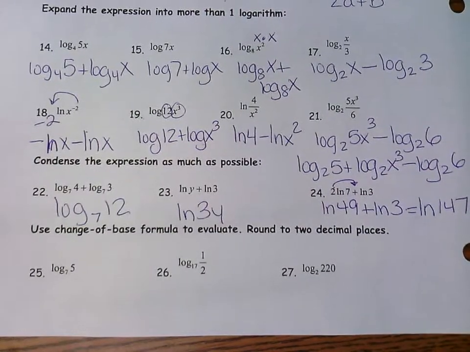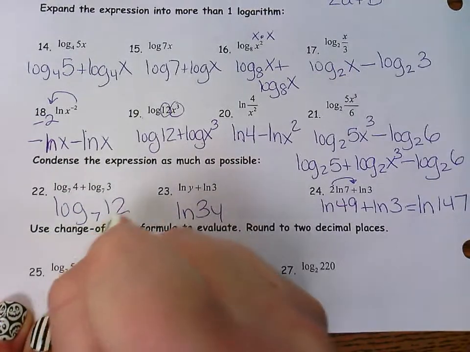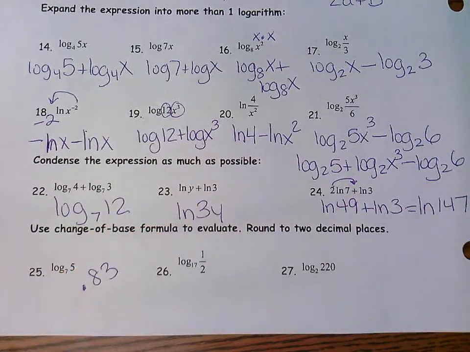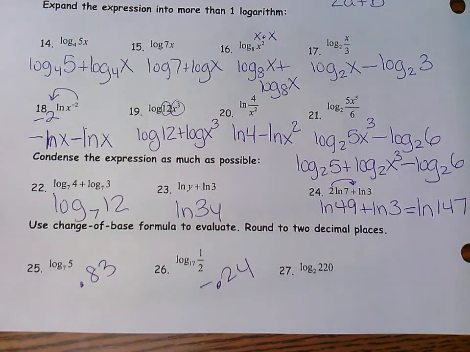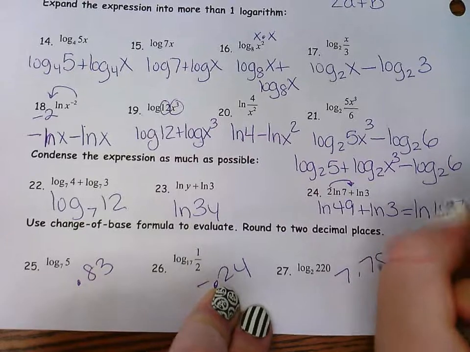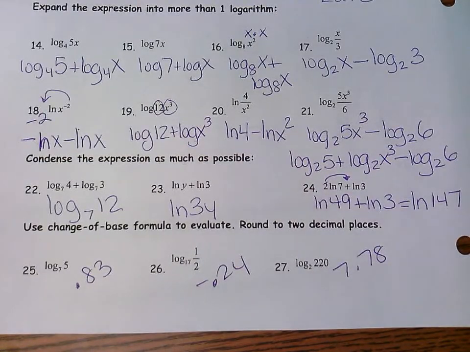And then what did you get for the bottom one? So when it's log base 7 of 5, did you get 0.83? And then, let's see, log base 17 of a half was negative 0.24. Sound right? Anyone need help typing these on their calculator? And then the log base 2 of 220 was 7.78. Does that sound right for that page?